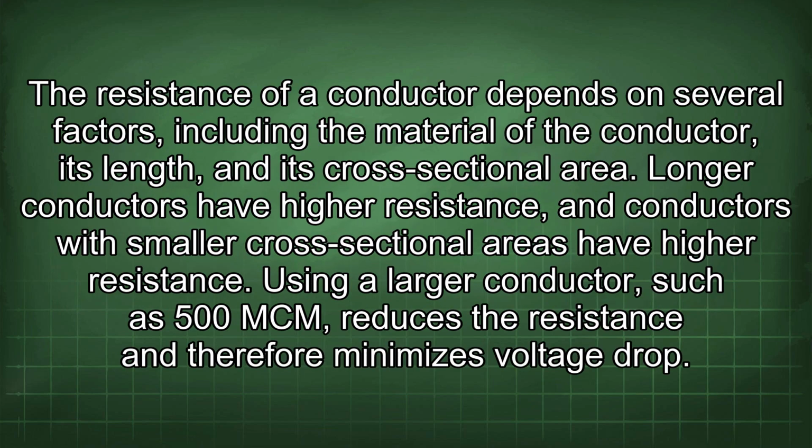The resistance of a conductor depends on several factors, including the material of the conductor, its length, and its cross-sectional area. Longer conductors have higher resistance, and conductors with smaller cross-sectional areas have higher resistance. Using a larger conductor, such as 500 mcm, reduces the resistance and therefore minimizes voltage drop.